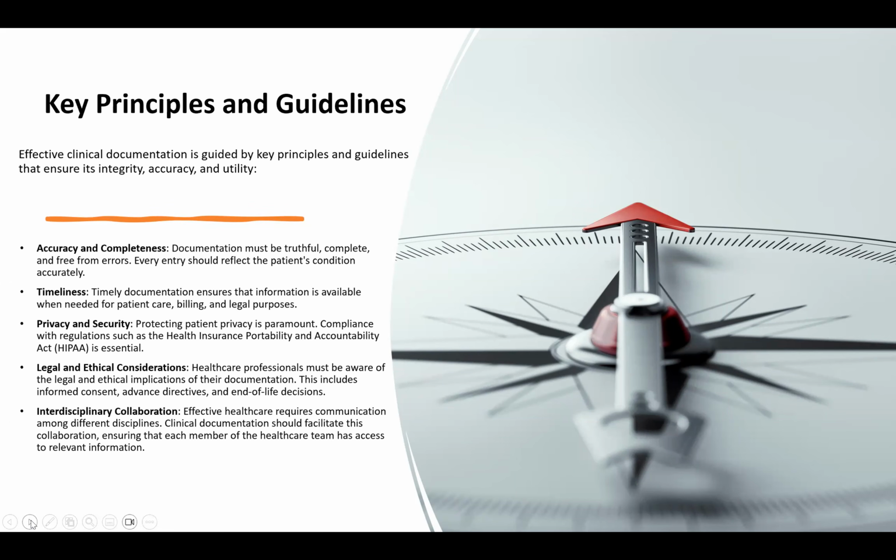So what are some key principles and guidelines? Effective clinical documentation is guided by key principles and guidelines that ensure its integrity, accuracy, and utility. Accuracy and completeness. Documentation must be truthful, complete, and free from errors. And of course, nothing in life is perfect, but it should be the goal to strive for error-free, and not be ambivalent or complacent about errors. Every entry should reflect the patient's condition and activity accurately.